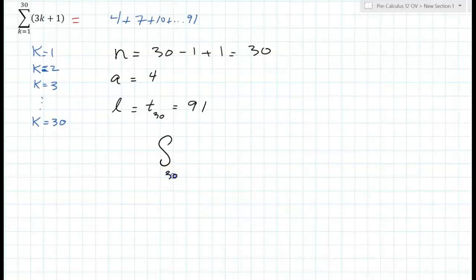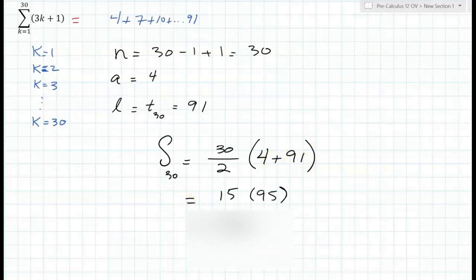So S30 equals 30 divided by 2, open the bracket, first term plus the last term, and then we do the math on that one. When you do the computation, you'll end up getting 15 times 95, which is 1,425. So that is the answer to that sigma notation. Another way of writing it, but that's how you would do it. Okay?